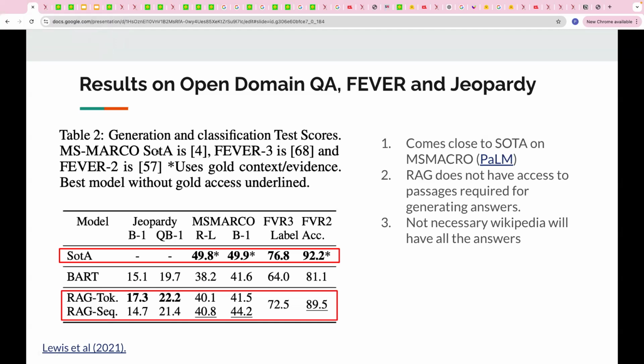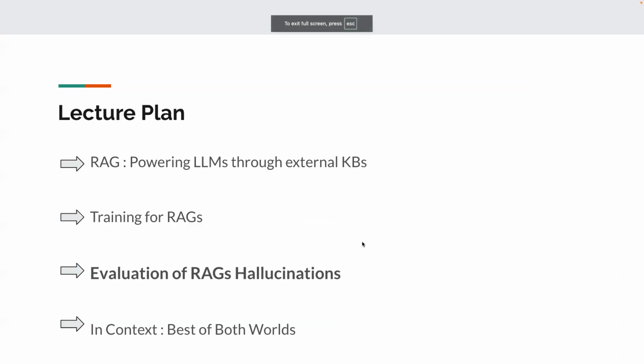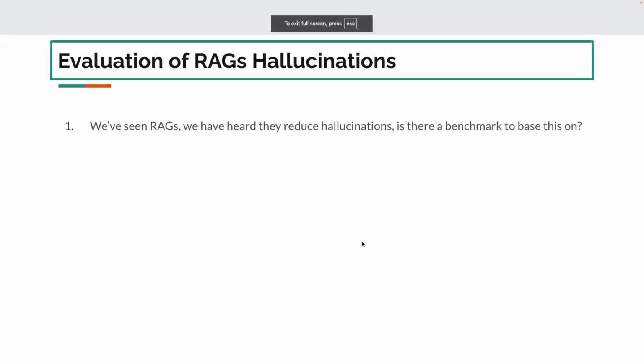And then the performance on all these other data sets, FEVER and MS MARCO, will be good for state of the art because it provides the model with the context as well. Also, RAG does not have access to these passages, and it is not necessary that Wikipedia will have the answer to the questions that are being asked. So that's another reason that they cited that RAG could not perform as well.